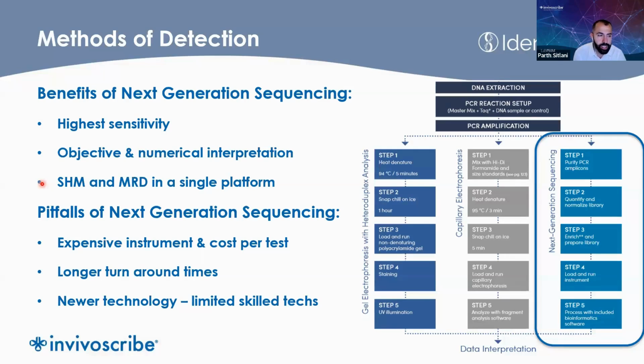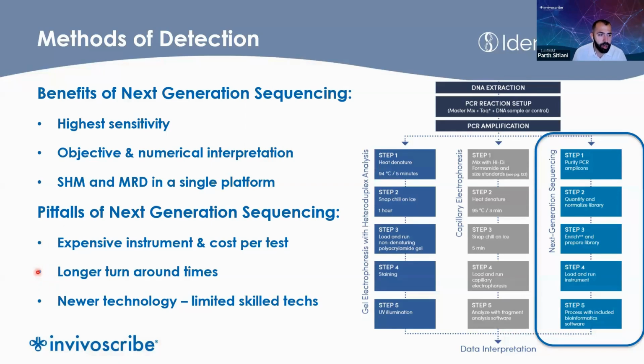Now, the pitfalls of next generation sequencing are, of course, the instrument cost to start up is quite high. The cost per test can also be a little bit higher than gel and capillary electrophoresis detection. That depends significantly on the batch size. The number of samples you can fit into a given sequencing instrument reduces the total cost per test pretty significantly when you're doing sequencing.